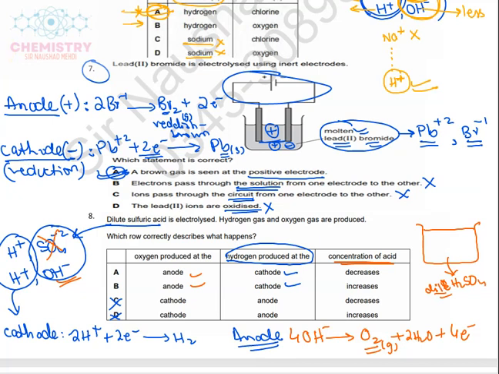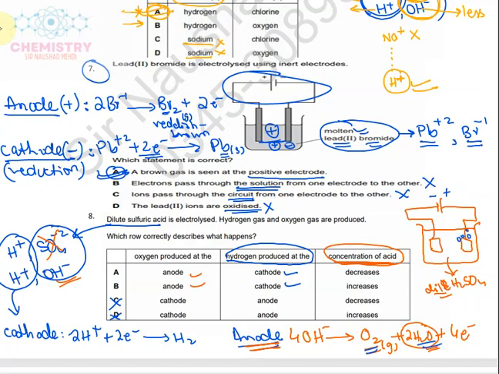Now they are asking what will happen to the concentration of the acid during the electrolysis. You can see at the anode, one of the products is water, H2O. Now where will this water go? At the anode where the water is being formed, the oxygen is also being formed, but the oxygen will form bubbles and go out of the electrolyte.